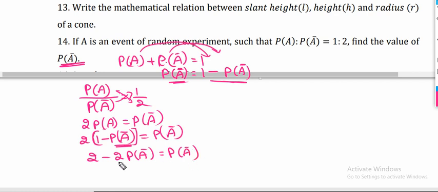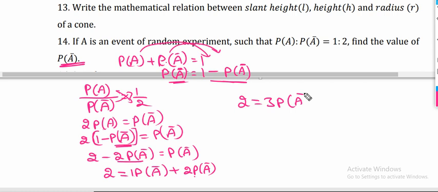So you have to transfer this P of A naught to the right hand side. You get 2 is equal to P of A naught plus 2 into P of A naught. So that gives you 2 is equal to 2 plus 1: here 1 P of A naught, here 2 P of A naught. You have to add this, that gives you 3 P of A naught. So you have to transfer 3 to the right hand side. That gives you 2 by 3 is equal to P of A naught.